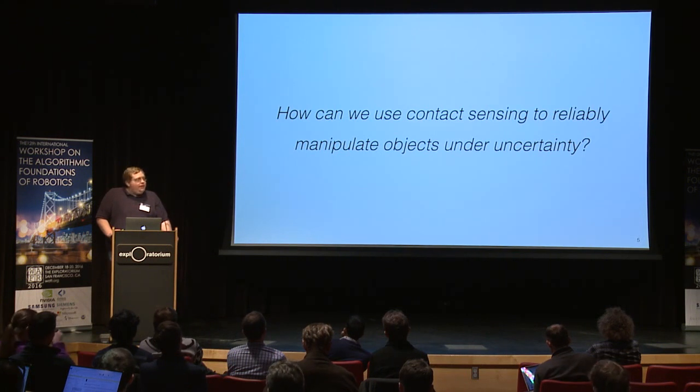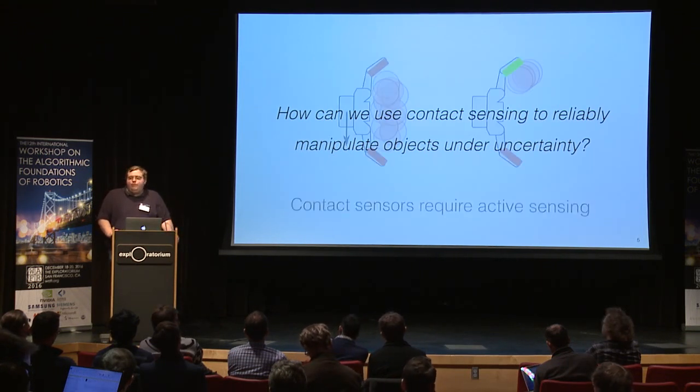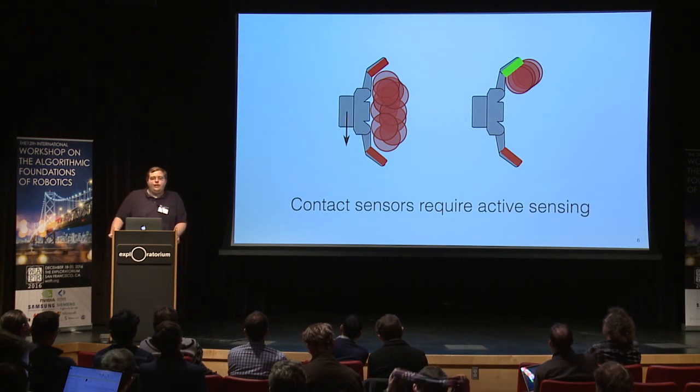Contact sensing is interesting for a few reasons. First, it's intimately linked with manipulation. We manipulate objects by applying forces to them. We need contact to impart forces. Second, from an algorithmic perspective, it's very interesting because contact sensors frequently require active sensing.